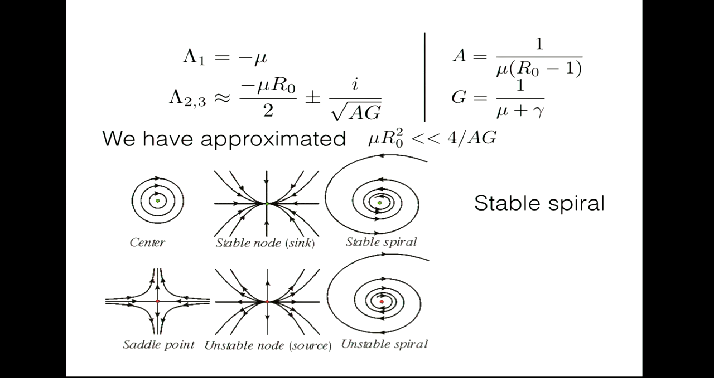So here is a fixed point here, here is a fixed point here, here is a fixed point here. And here is a classification of different types of trajectories. This is the center, and if you move away from here to this point, then you just keep moving around in a perfectly periodic manner. This is a stable node, so wherever you are, you tend to move back towards that particular point. A stable spiral is one where, even if you start off far away, you spiral in towards that particular point. And this is the example that is relevant to this particular case.